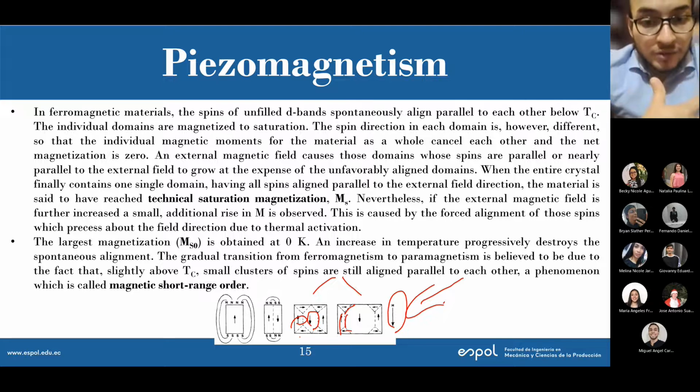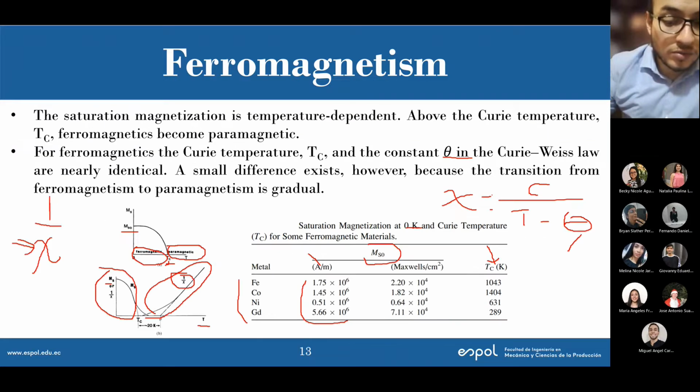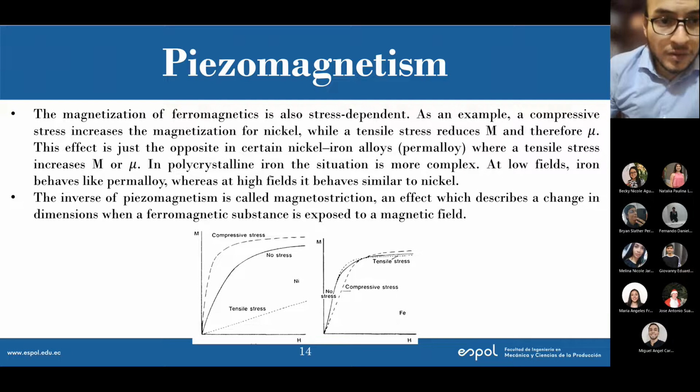If I increase the temperature progressively, it will destroy that spontaneous alignment, and eventually I will have a transition to paramagnetism. Any questions so far? So the largest magnetization a material can get is when it's basically at 0 Kelvin, and that's the MS0 value that we saw in the table here. Okay.